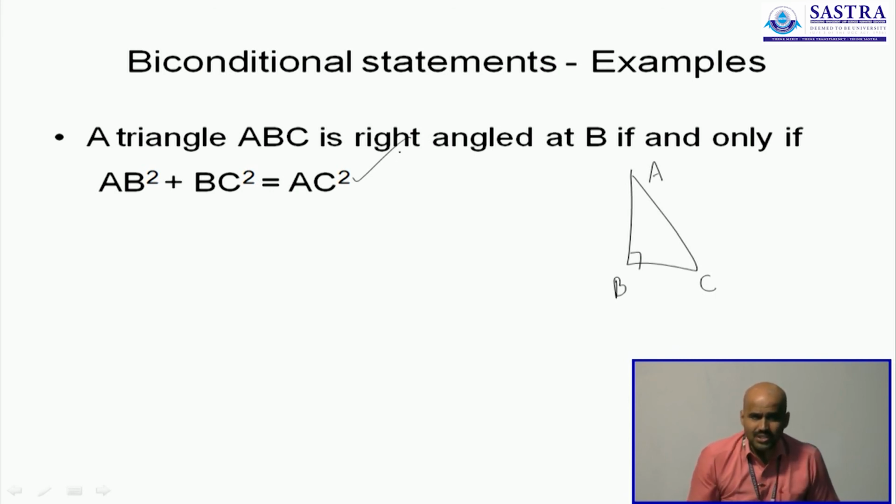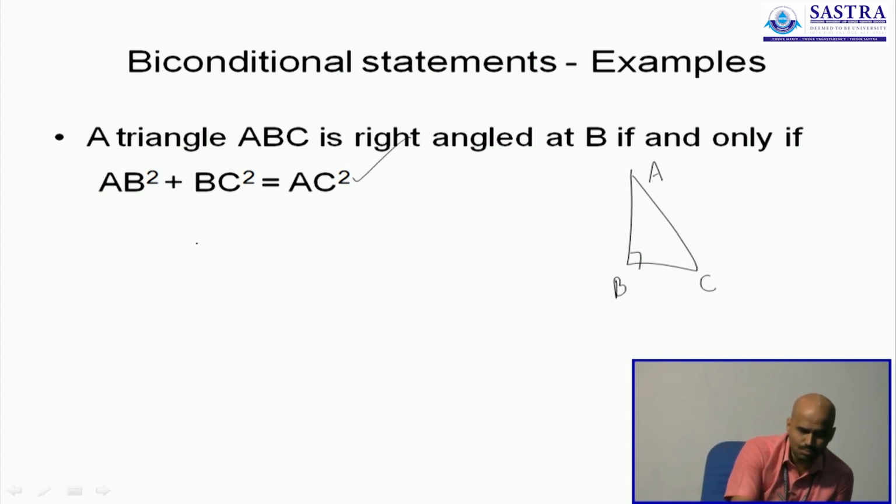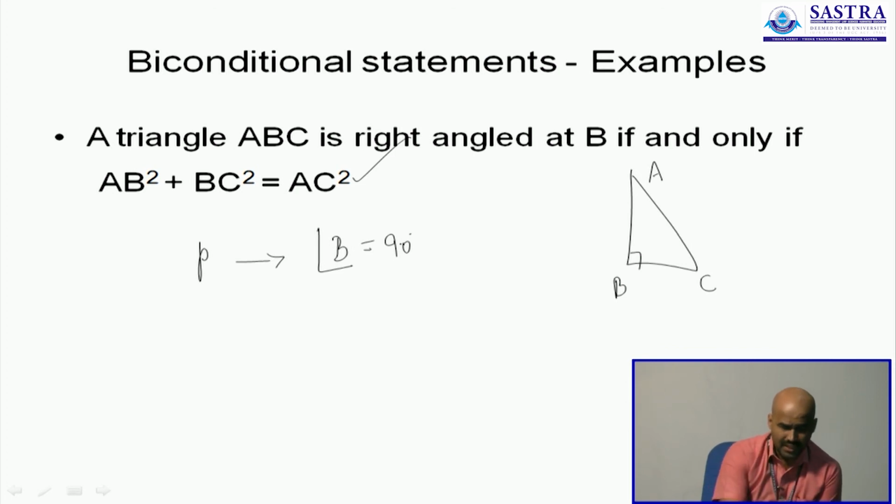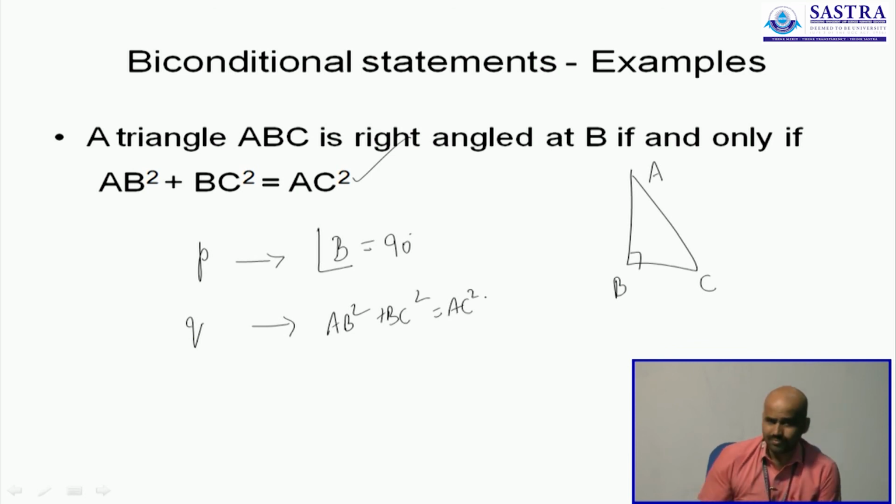Now what is this biconditional statement? It's true both ways. Now what do we mean when you say it's true both ways? Let's say the statement P denotes the fact that the angle B is a right angle, and statement Q says AB square and BC square add up to give you AC square. Now the theorem or the example is given for a biconditional statement. So what do you mean? It's true both ways. If you have any triangle that is right angled at B, then you will always have this observation.